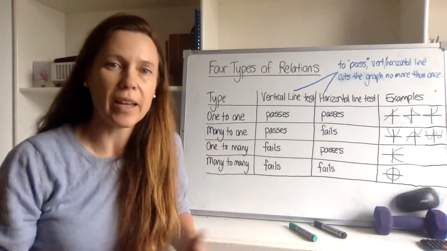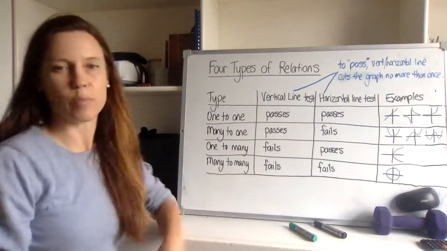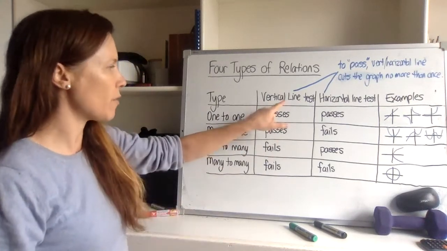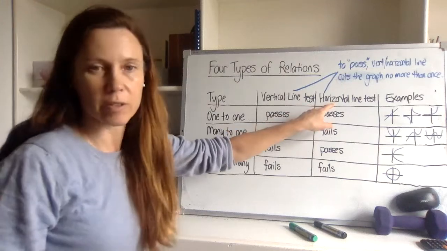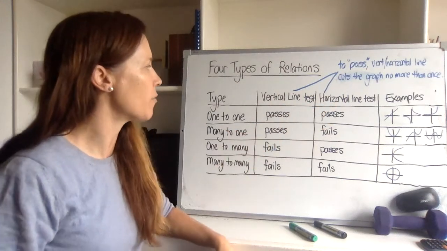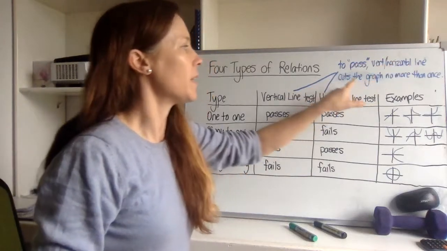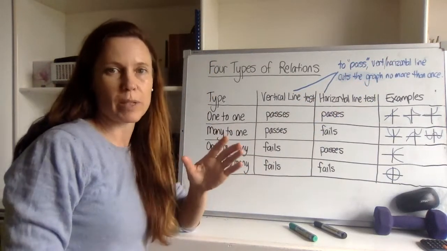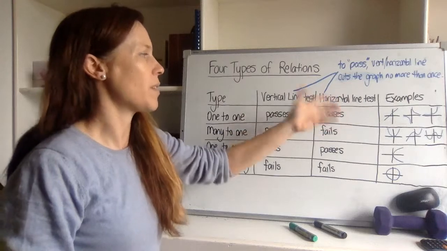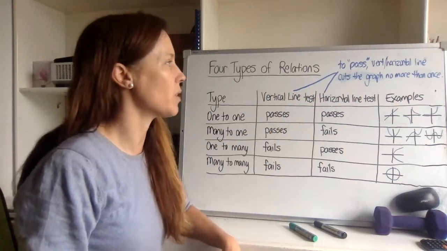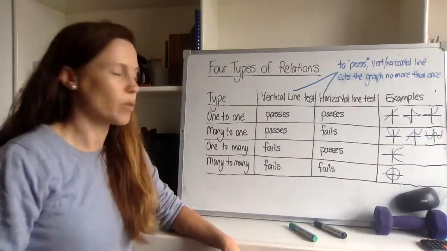Now, the easiest way to categorize them is just to go ahead and put this table into your books, and we can have a look at what it means. Now, we have a vertical line test and a horizontal line test now. We've already seen that the vertical line test says that to pass it, the vertical line cuts the graph no more than once. So it holds to reason then that a horizontal line test is exactly the same, except in this case, a horizontal line cuts the graph no more than once.